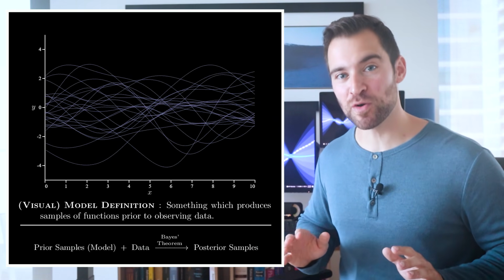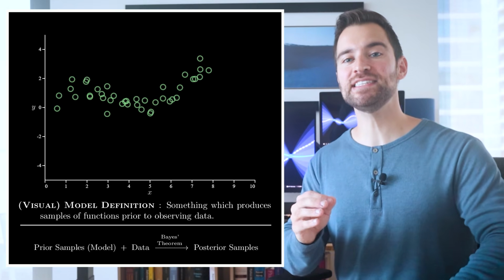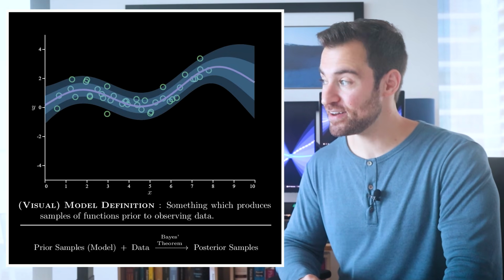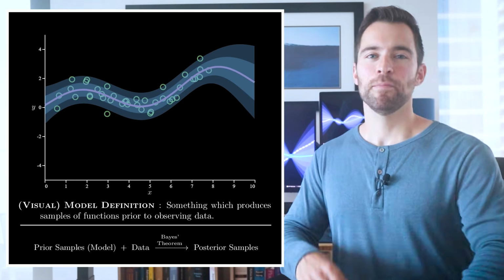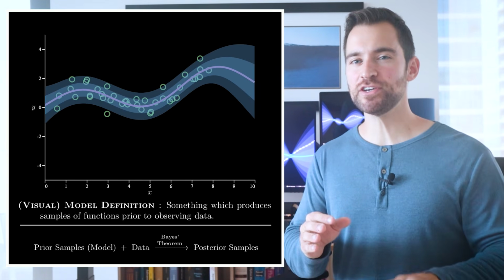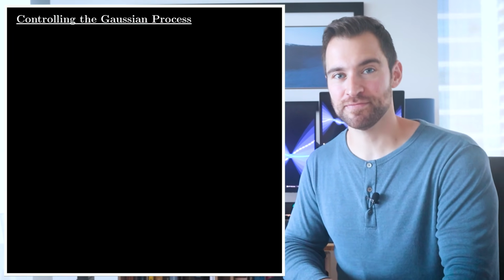Okay, but this is a far more flexible model. If we had data like this, we could do our Bayesian update and still get a very nice posterior predictive fit. That is pretty damn cool. But now the question is, how do we actually control this model? How do we determine which kinds of functions are more or less likely to be sampled? Well, that is a big question.